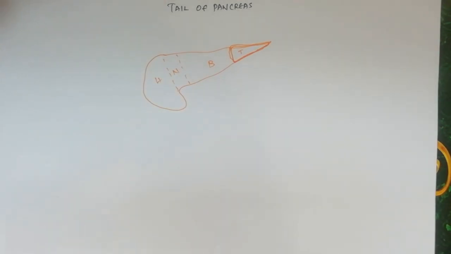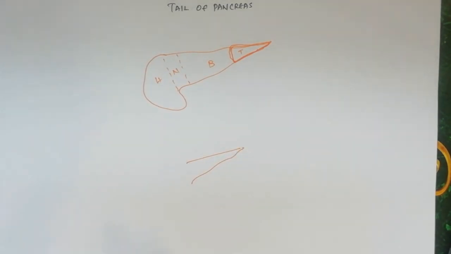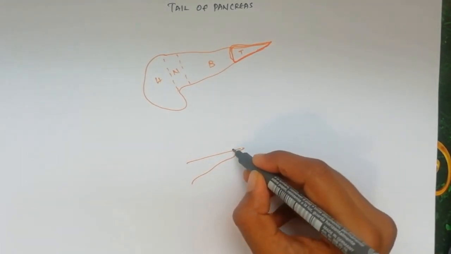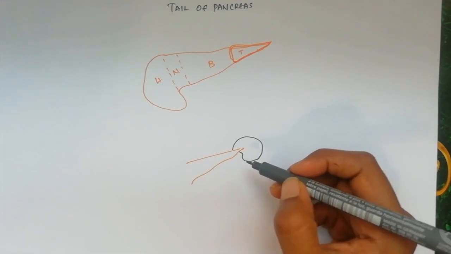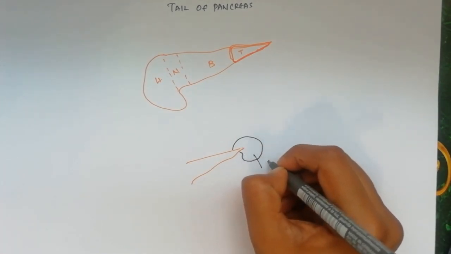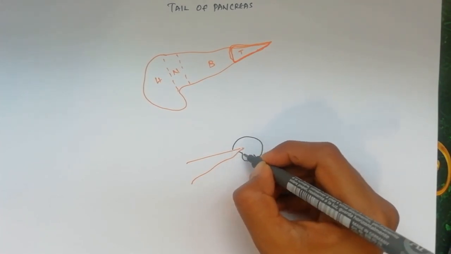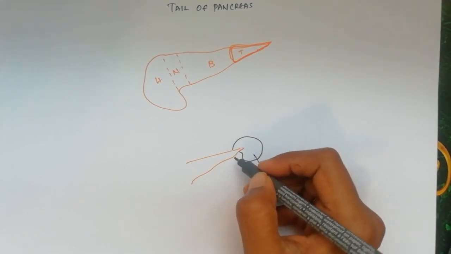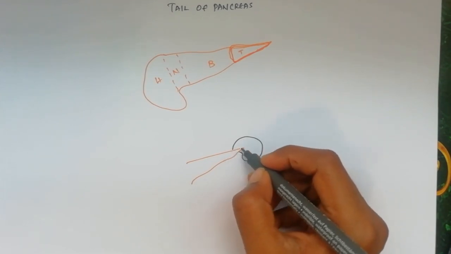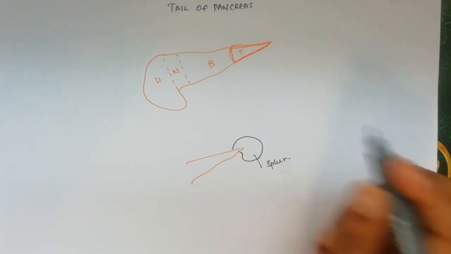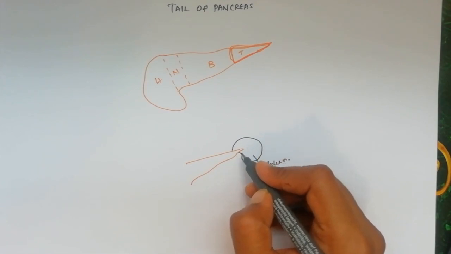So here we have got tail which is extending till the spleen. We have got spleen, and the tail is getting attached near the hilum of it. So along with the pancreas we have got some ligaments also attached here, that is gastrosplenic and lienorenal ligament, which is also related to the tail of pancreas. So that also we can mention. So tail of pancreas is getting extended till the hilum of spleen.